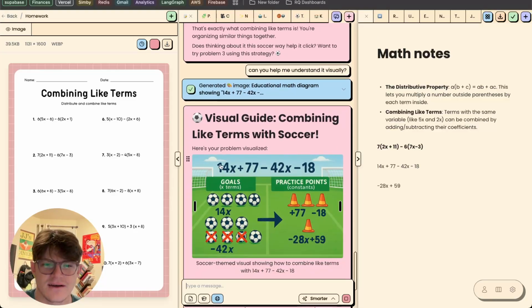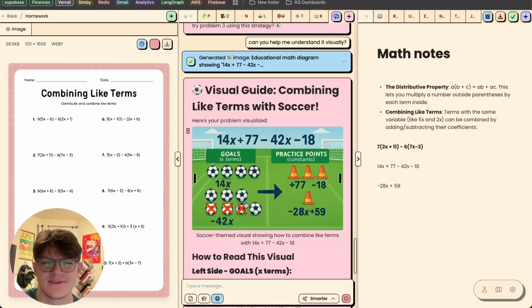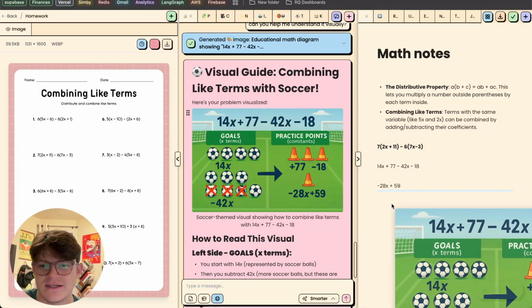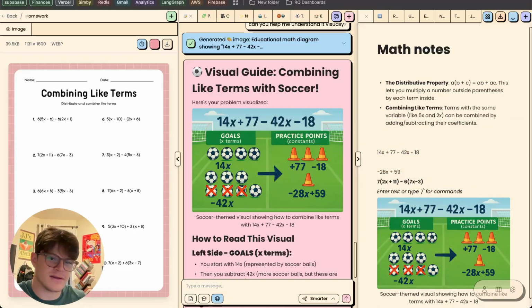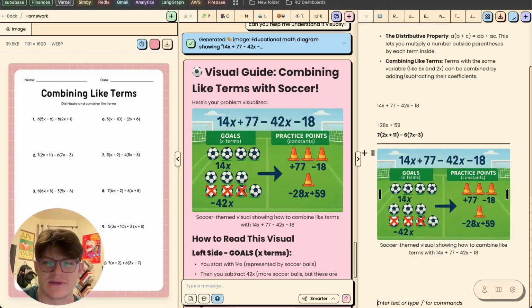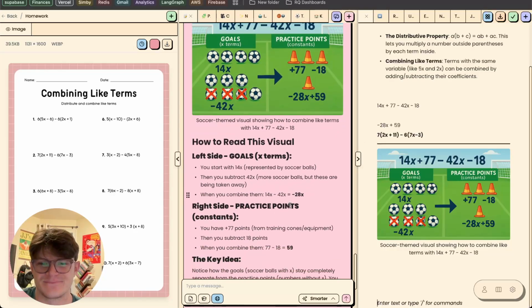So I encourage you definitely to play around with what that looks like. So great. Oh, very cool. So it says, here's my problem visualized. We have practice points on one side here, which is our like terms, and our goals on this side, as you can see, are 14 minus 42 and our 77 minus 18, and then we end up getting our final result here on the right side. And then another thing we can do is just drag this over here to help us understand this particular problem here. And that ends up being very helpful, I think, for me at least, to have kind of a visual representation, like I said, and being able to kind of solidify it here on the right side.